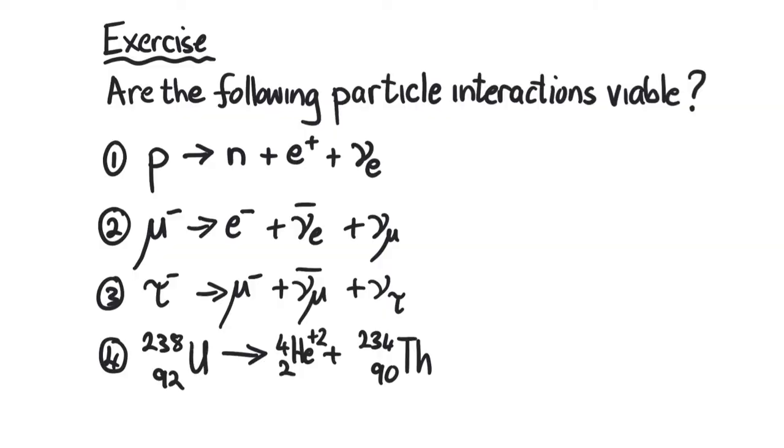At the end of the previous video lesson, I assigned the following exercise for you to do, and that was asking whether the following particle interactions were viable based on the conservation laws that are necessary for a particle interaction to be viable. We're now going to look at the solutions to each of these four interactions.